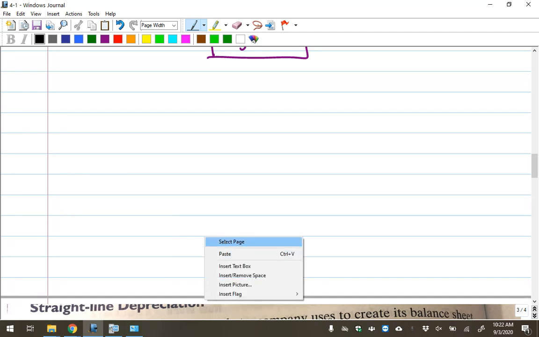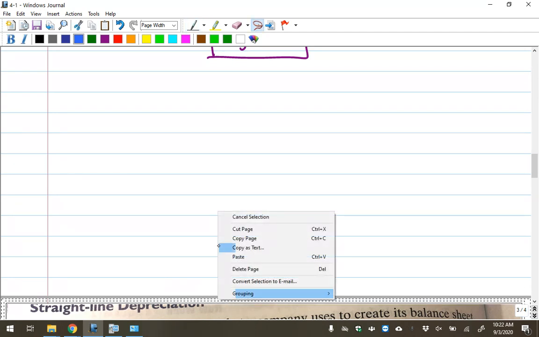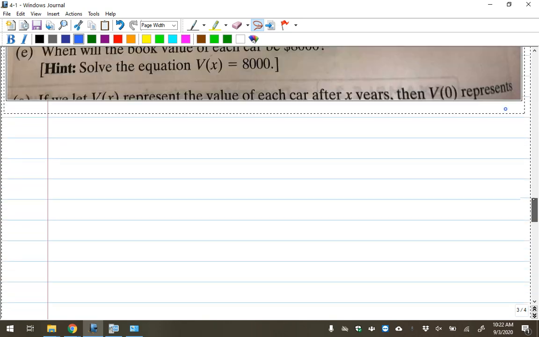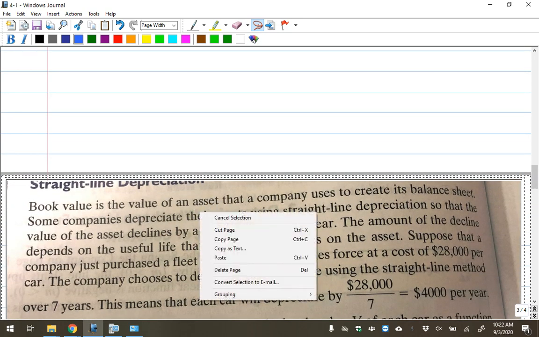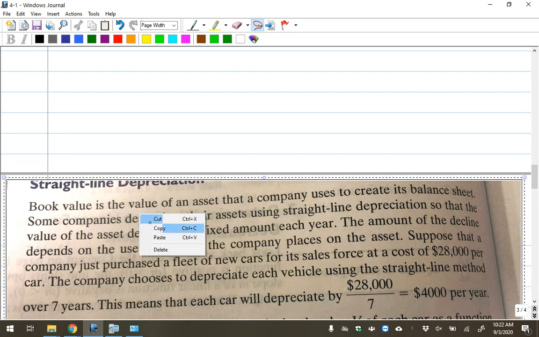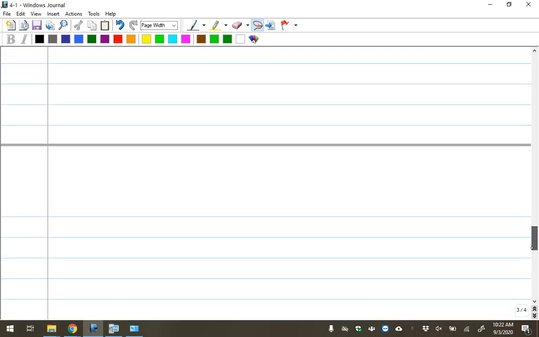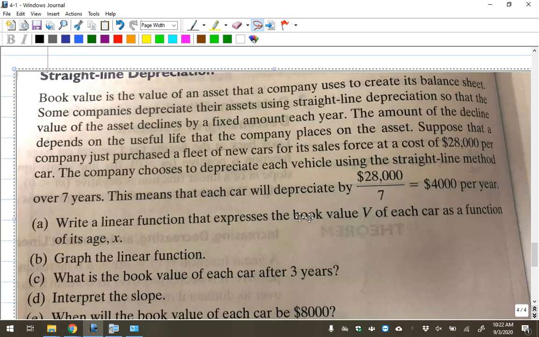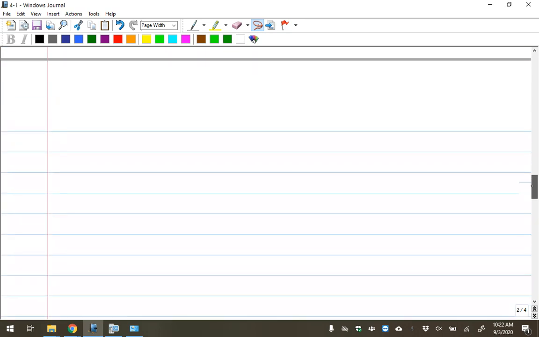Insert a page here. I have it in there. I'm going to cut that. Put that on the next page. There we go. All right, so we'll get to that word problem in a minute.